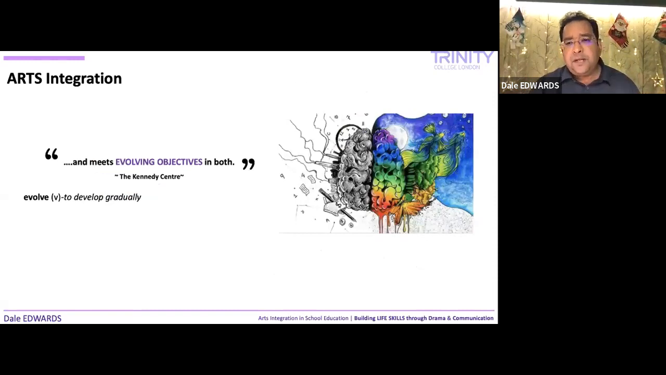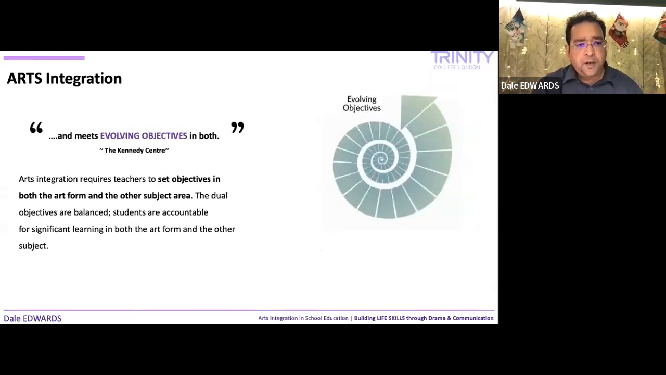This then finally comes to the last part, which is evolving objectives in both. In the final part of this definition, it basically underscores two key ideas: the objectives of the art form. So if it's drama, then the objective of drama. And if it's drama married with any of the other scholastic subjects, then there's a learning in the subject also. So this is how the evolution happens. So this in a nutshell is what arts integration is all about.